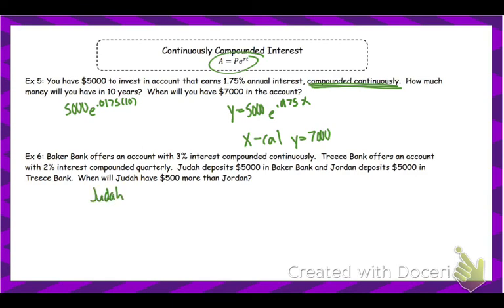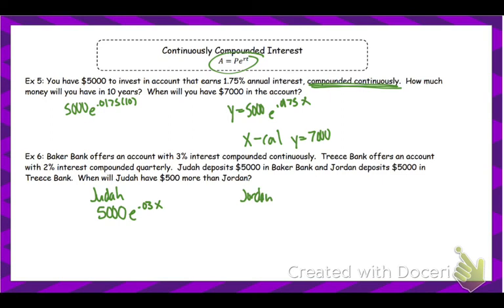So he is going to put $5,000 in an account that is compounded continuously. So we're going to use the Pert formula. So e to the 0.03x.